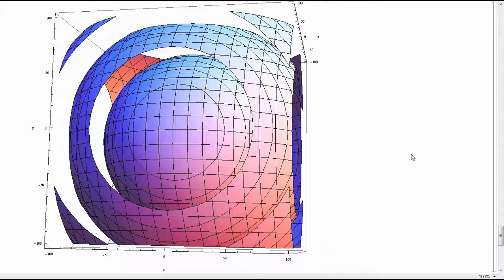So in physics, actually, we also treat time as the fourth dimension.